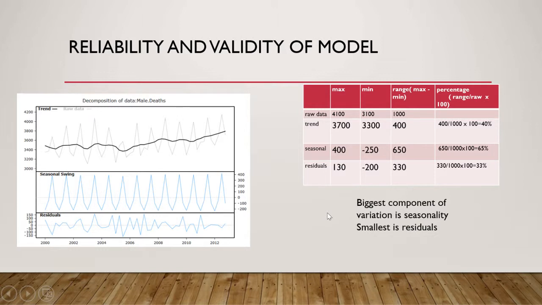You want your residuals to be your lowest component of variation, so that you're not getting a lot of random, strange events happening over the data. And that seems to be the case here. So I would be reasonably confident in making a prediction with male deaths.